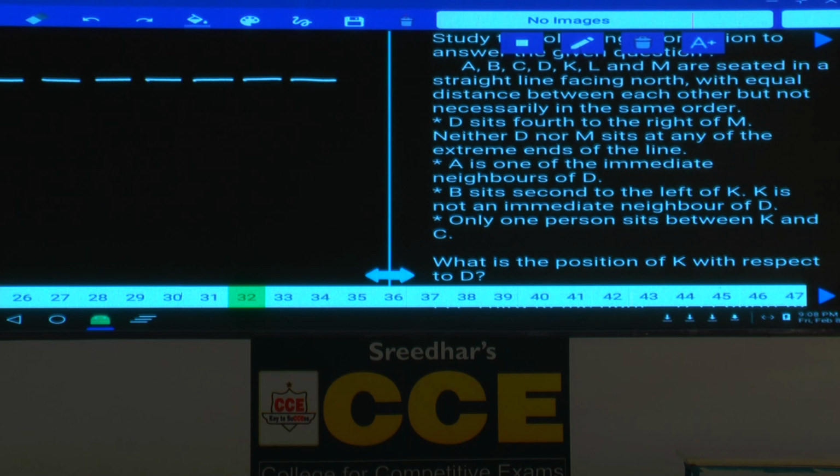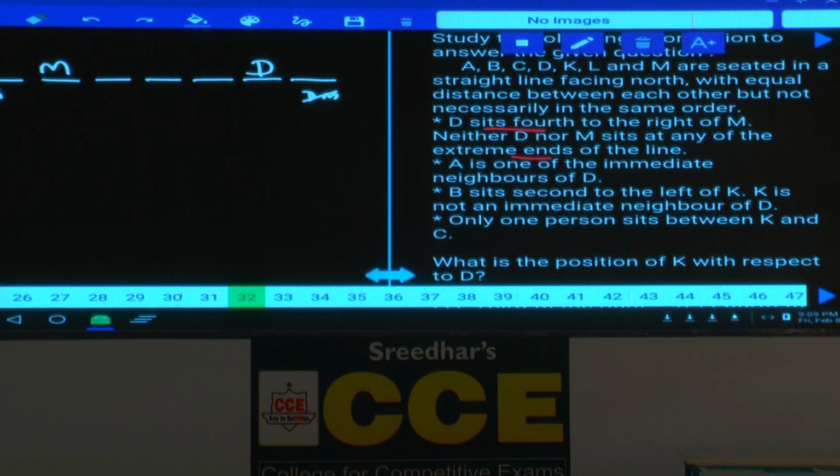D sits fourth to the right hand side of M. As D is seated fourth to the right of M, and neither D nor M sits at any one of the extreme ends of the row, D and M cannot be here, and D and M cannot be here as well. Now, first information: D sits fourth to the right of M. If M is here, 1, 2, 3, 4, D will be here. And so, how many possibilities? We have only one possibility as of now.